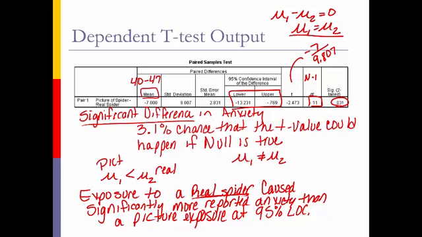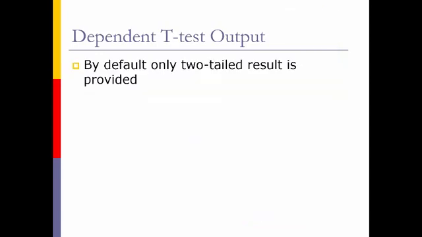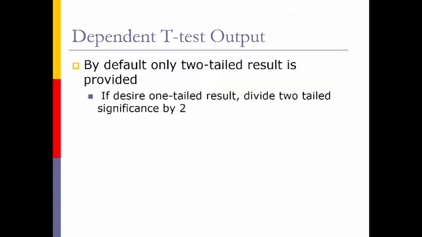Now, the default value right here is always a two-tailed. So if you want a one-tailed, you're going to have to divide that two-tailed significance by 2. Again, you would only run a one-tailed if you had an idea that one would be greater than the other.